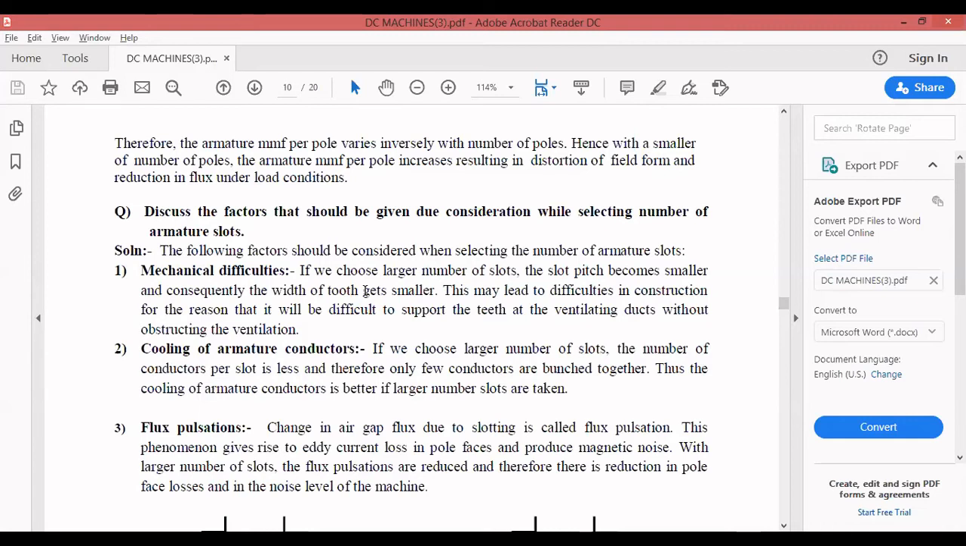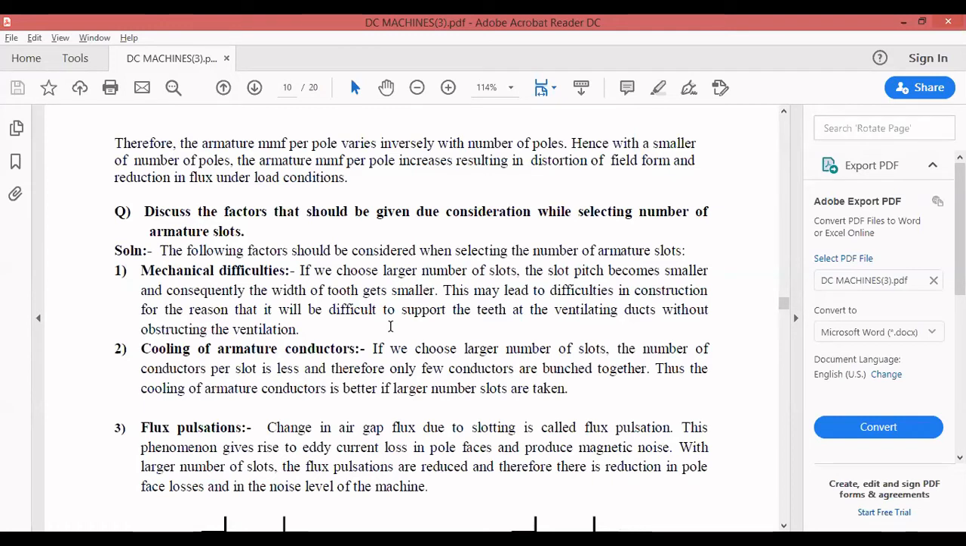If the width of the tooth is smaller, then it will be difficult to manufacture those stampings, keeping the ventilation in mind. For your armature, you have to leave some space for ventilation after a few armature stampings, as you have seen in the AC machine, in the synchronous machine. After a certain length of the stampings, we have to leave space for ventilation. So while leaving space for the ventilation, it's very difficult to build this width of the tooth. So that mechanical difficulty is there.